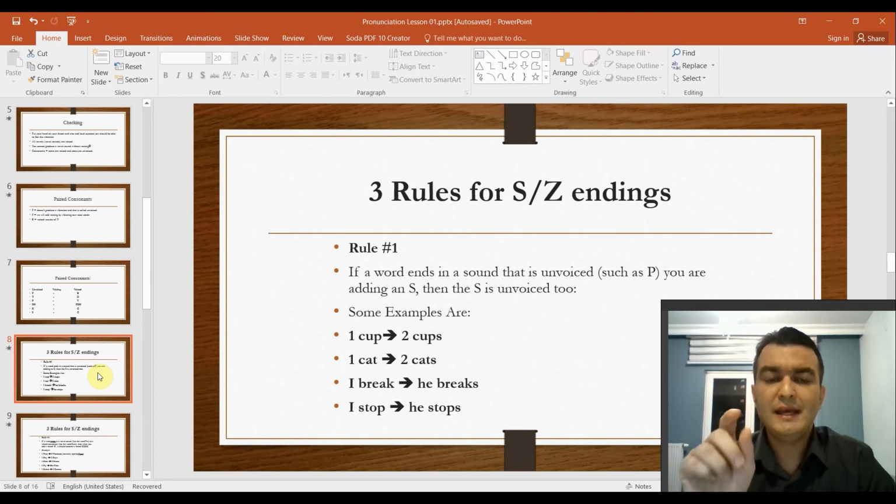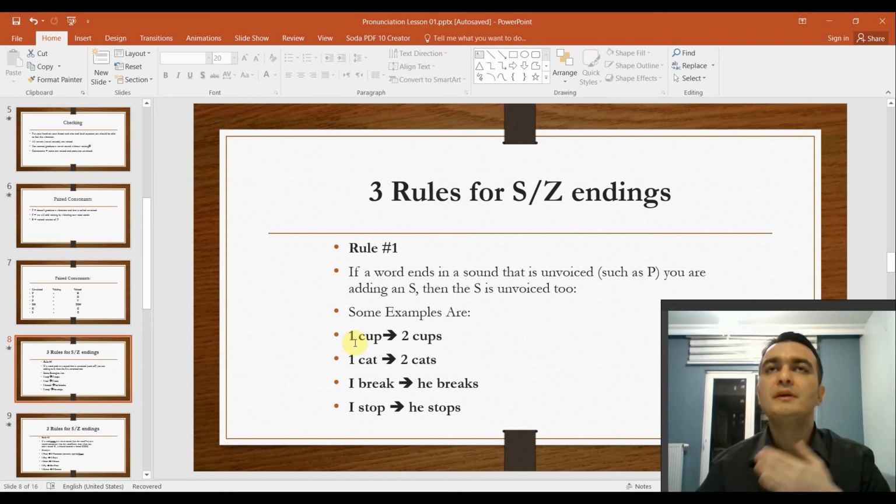Rule number 1: if a word ends in unvoiced, then add unvoiced s. Very easy. For example, 1 cup, unvoiced, 2 cups, okay? Cat, cats. Break, I break the window, he breaks the window. Stop, okay? I stop, he stops. Understand? Rule number 1.